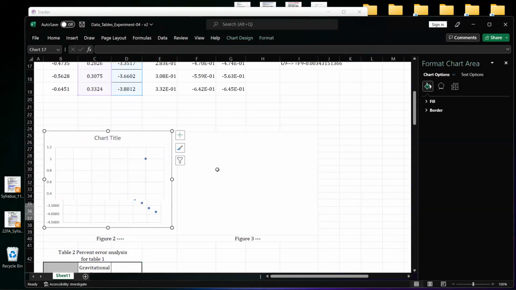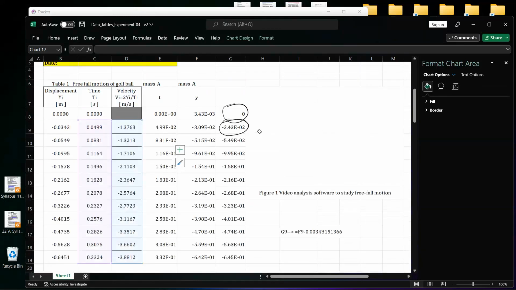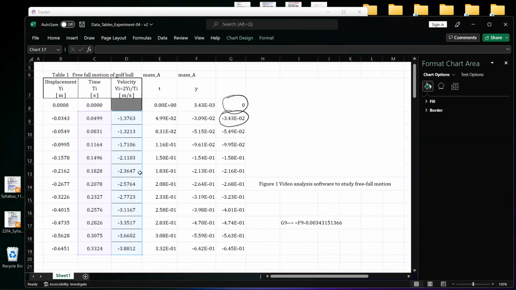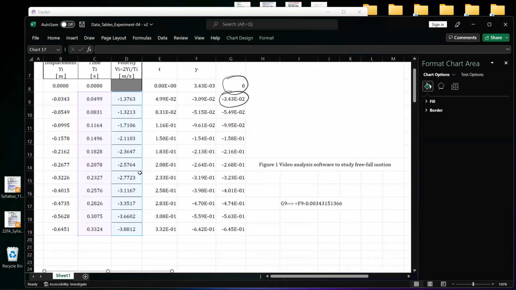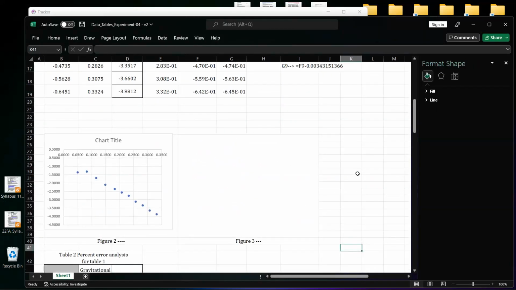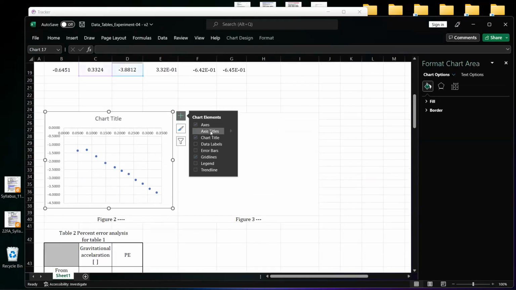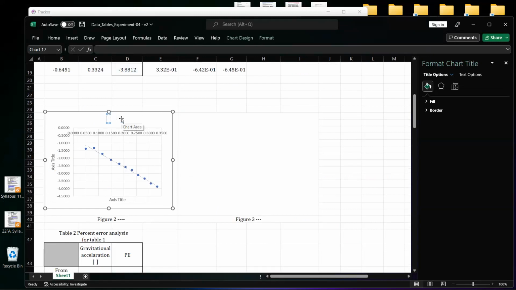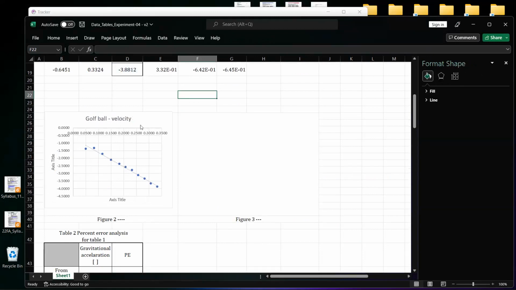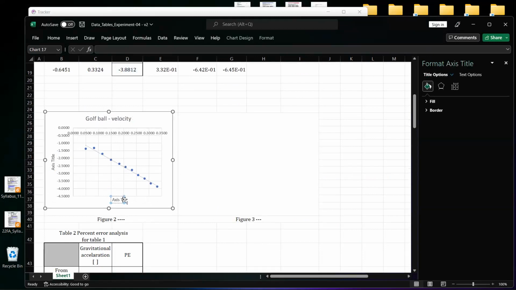Take a look. There's one data point. Do something here. Let me take a look why. Oh no, it's good. But then the chart design, positive sign right here, axis title, trend line. This title right here, you can write maybe golf ball velocity graph, and the axis title here should be time, x-axis, and the y-axis should be velocity. We can say y velocity unit meter per second.